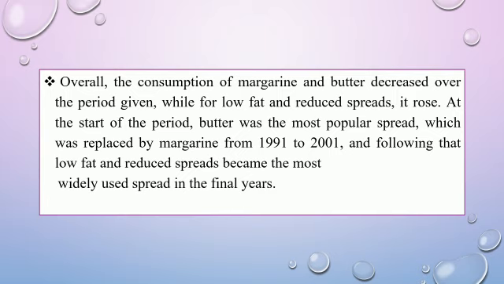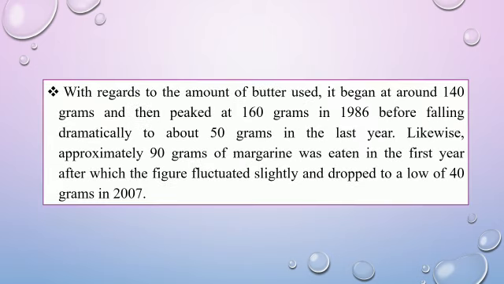Overall, the consumption of margarine and butter decreased over the period given, while for low fat and reduced spreads it rose. At the start of the period, butter was the most popular spread, which was replaced by margarine from 1991 to 2001. And following that, low fat and reduced spreads became the most widely used spread in the final years.